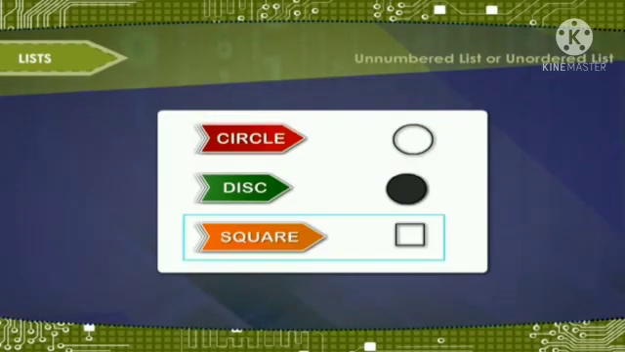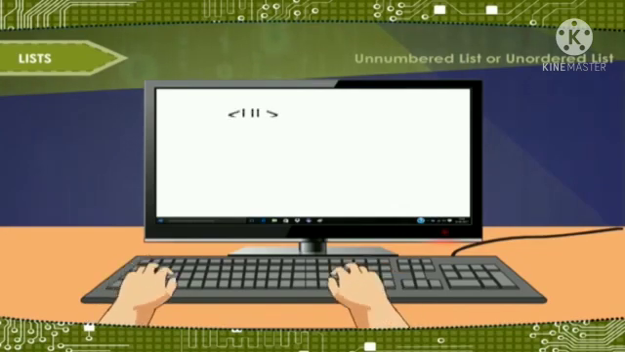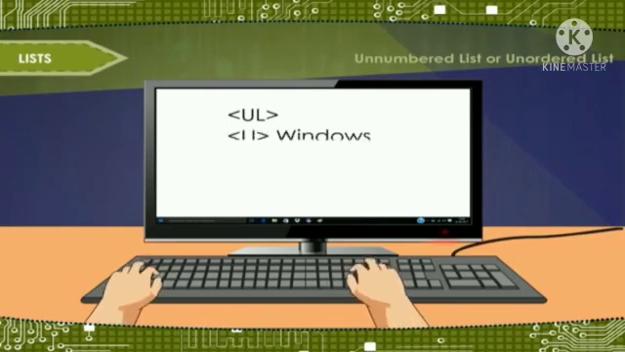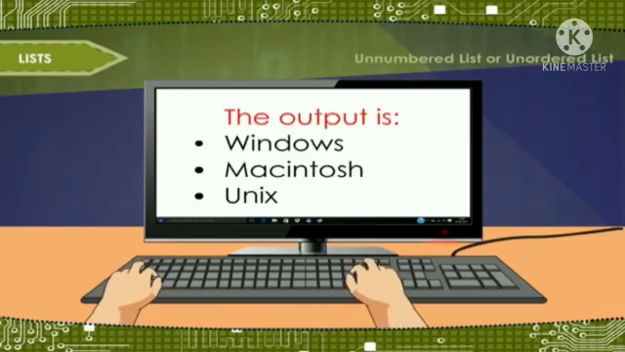Circle, disc, and square are different types of style with the attribute type. Example, <UL type="square">. Below is a sample 3-item list. <UL>, <LI> Windows, <LI> Macintosh, <LI> Unix, </UL>. The output is Windows, Macintosh, Unix.